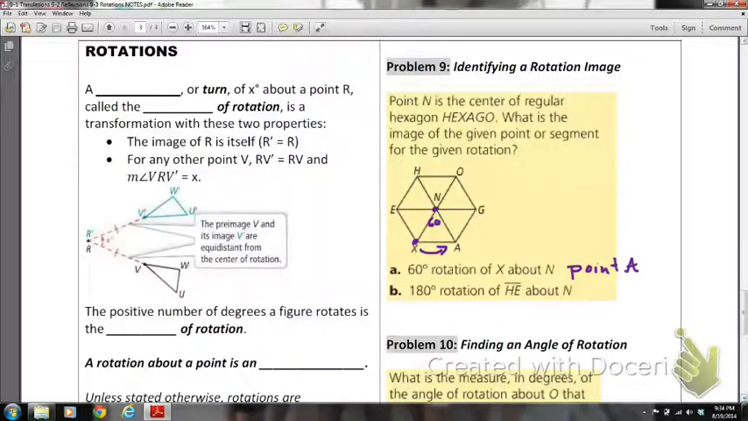Next question is, with a 180-degree rotation of HE, here's HE, about point N, where will that then lie? So we're going 180 degrees counterclockwise, which basically just flips it. So where is it going to lie? HE is then going to be where segment AG is now.